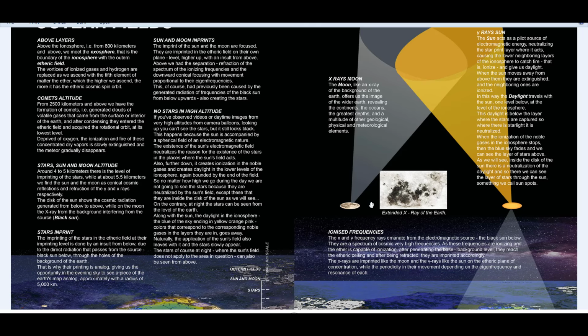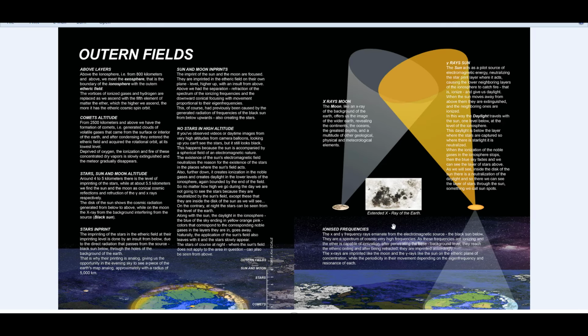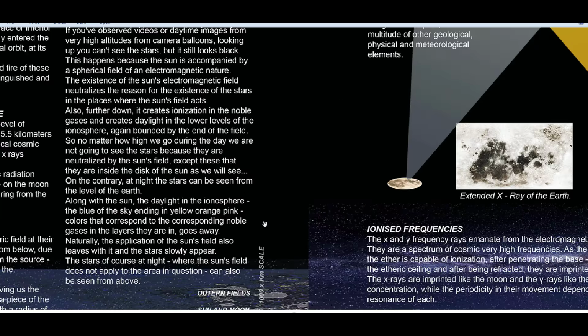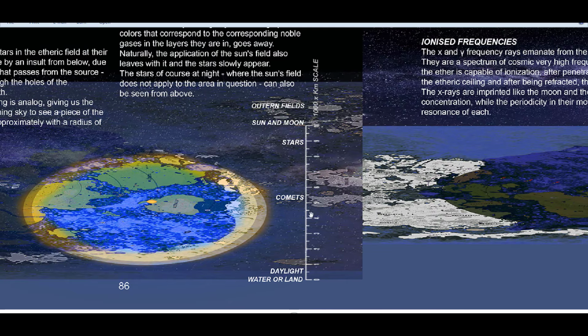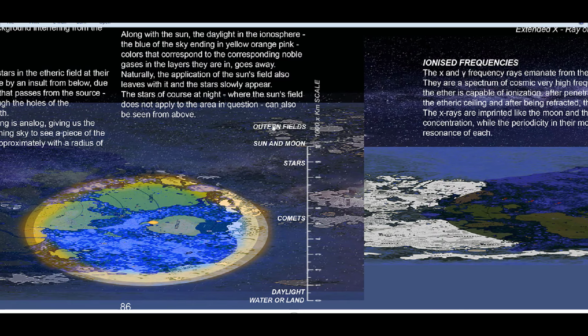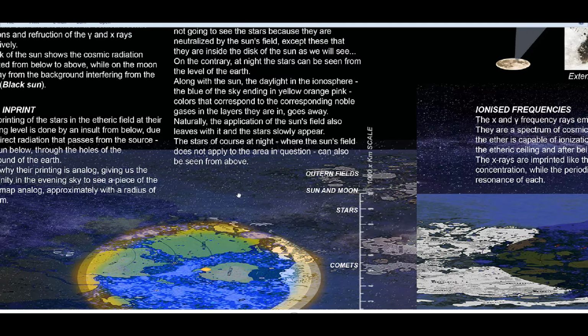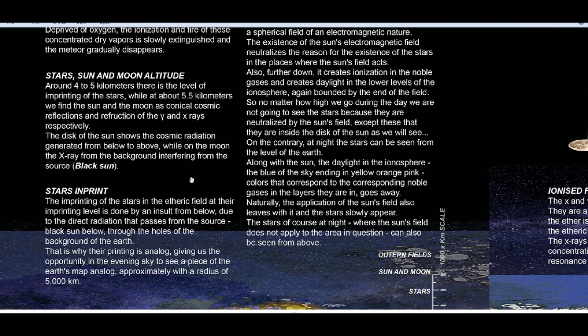Very simple to understand. Of course, it's even easier if you read the other books. But everything is scientific, and of course, you have the scale. So water or land, the ground level, daylight, comets, stars, sun and moon, and outer fields. And very simple. It's like layers above us. And that's why we see the sun in the clouds, because we have the sun at approximately 4 to 5 kilometers, also moving when it's interaction with the noble gases and with everything else.